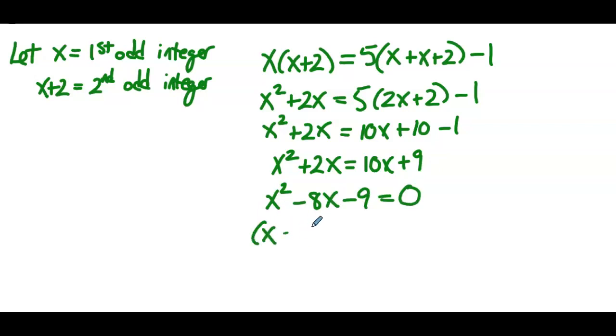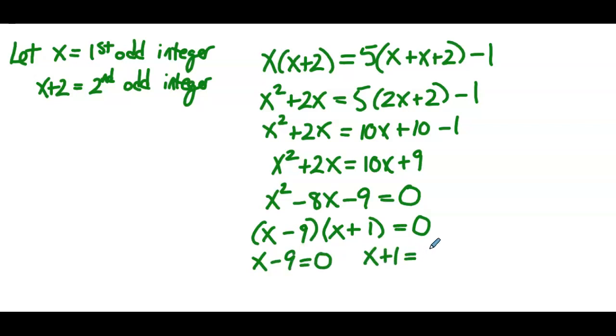Factoring, we have x minus 9 times x plus 1 equals 0. So that means either x minus 9 equals 0 or x plus 1 equals 0. So that means either x equals 9 or x equals negative 1.